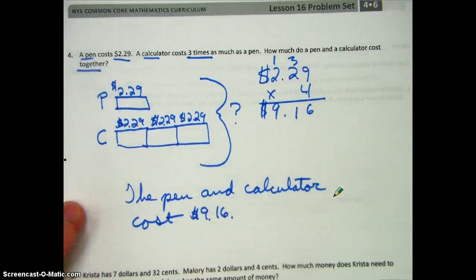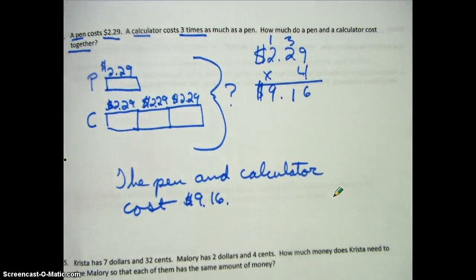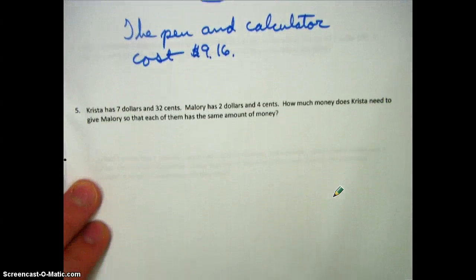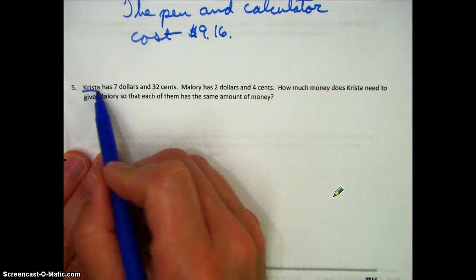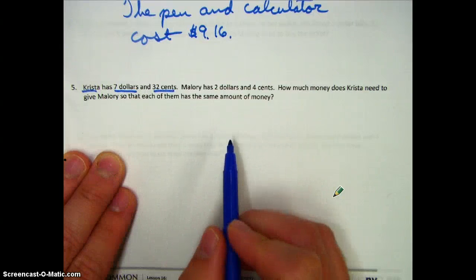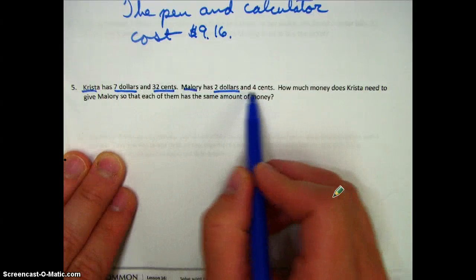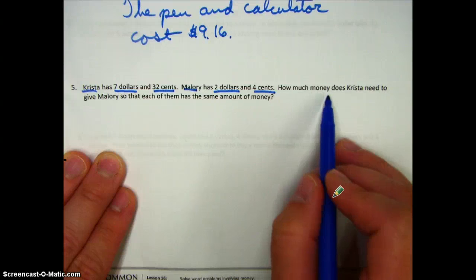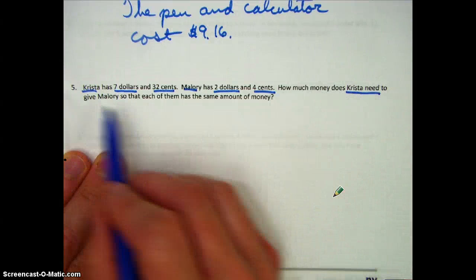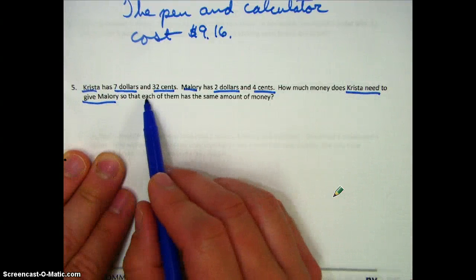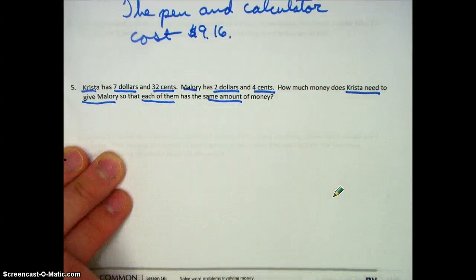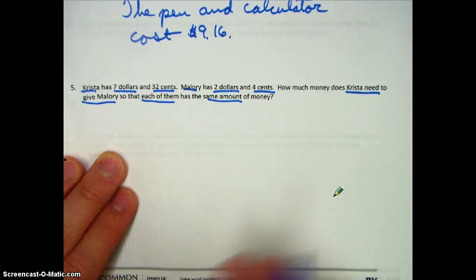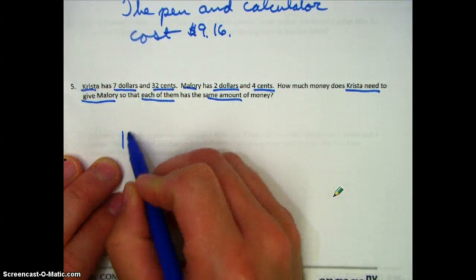Okay, now moving on to our last one here. We have Krista has $7.32. Mallory has $2.04. How much money does Krista need to give Mallory so that each of them has the same amount of money? Okay, so this one's a little bit tricky. So let's model it out.